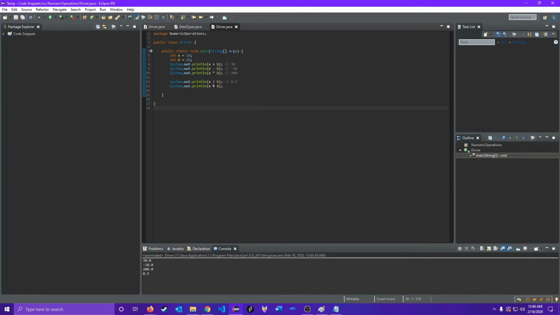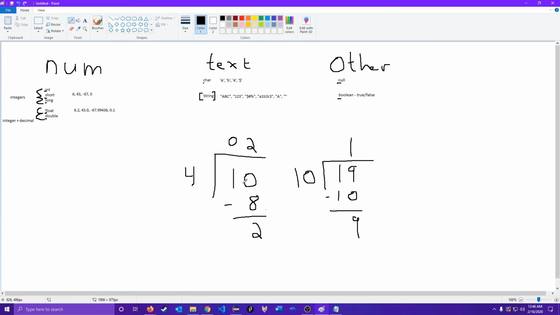So what is mod? What is happening here? Well, modulus, if we go back to this, 10 divided by 4 is 2 when talking about integer division. If we were to represent this in the way that you learned in like 3rd or 4th grade, 10 divided by 4 equals 2 remainder 2, right? Because there's 2 left over here. 19 divided by 10 would be 1 remainder 9, right? Because there's 9 left over down here.